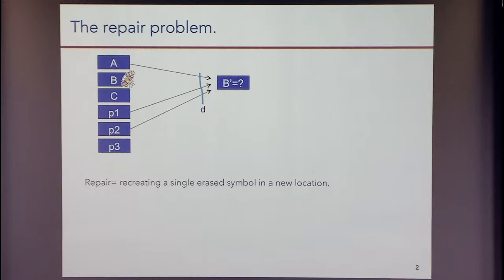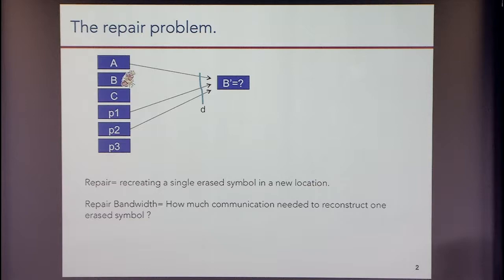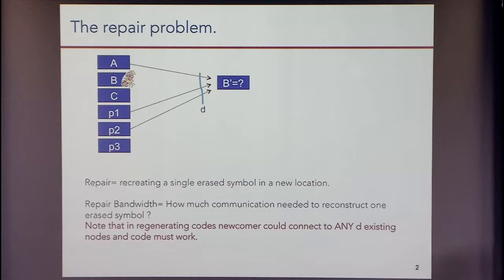And the most important thing to take is that the repair problem is a new important problem. That was the highest level bit that we are realizing now. And in the previous tutorial, we focused on repair bandwidth, which is how much communication you need to reconstruct one erased symbol. Now, an interesting thing that is not that well known is that in regenerating codes, the way the model is set up, this newcomer has to be able to reconstruct by connecting to any d of the surviving nodes. So a relaxation of that is, okay, you lose something, you don't have to reconstruct by connecting to any d. Maybe there is one set of d nodes that you talk to and you reconstruct.